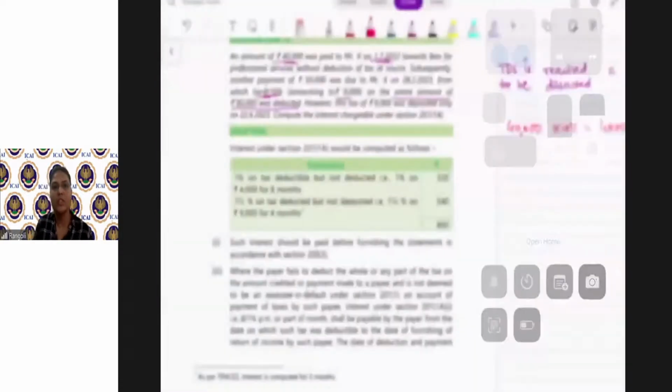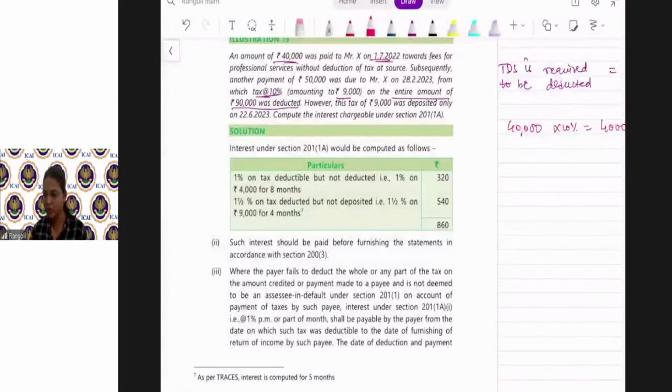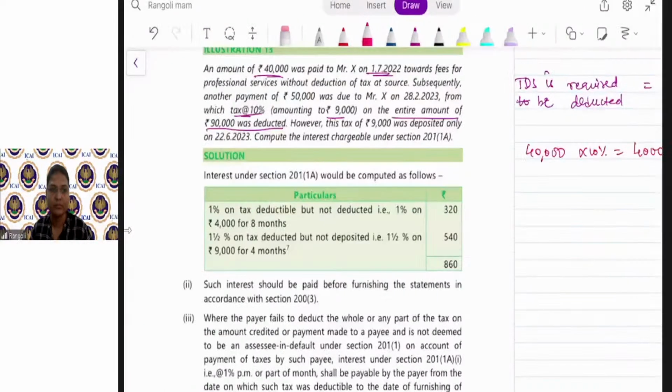Now, the TDS is deducted on 28th February 23. Now, the same is required to be deposited to the government up to 7th March. Yes or no? The same is required to be deposited to the account of government up to 7th March. Yes or no? Because TDS is deducted.